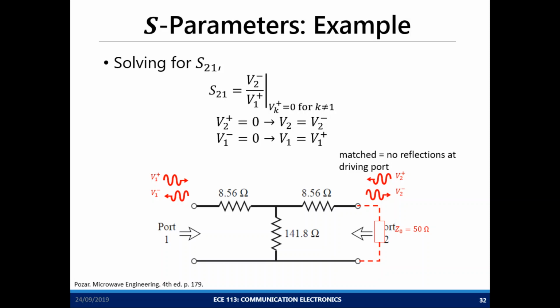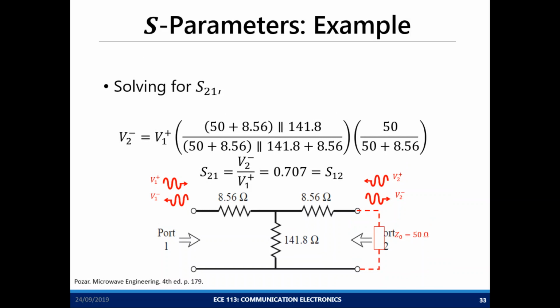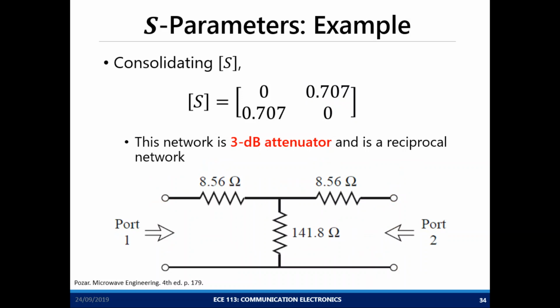So if we try to solve for S21 here, that's just nodal analysis. Just get the voltage here through nodal analysis or any other circuit analysis techniques, and the S21 is equal to 0.707. And if you put it in the reverse direction, due to symmetry of the circuit, that's equal to S12. So to consolidate everything, your S parameters is equal to this.